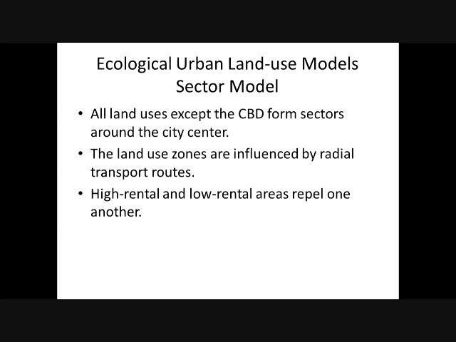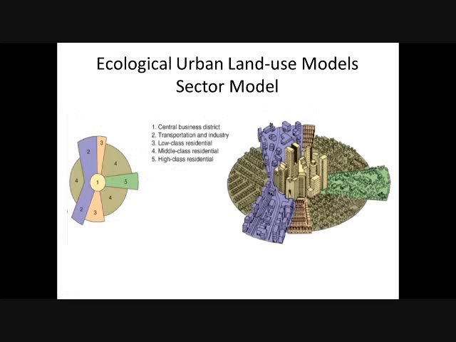There is another interesting model called the sector model. In the sector model of cities, all land uses except the CBD form sectors around the city. So instead of circles, now we create sectors. The land use zones are influenced by radial transport routes. High and low income areas repel one another. So this is another model of how the city might be. We have sectors.